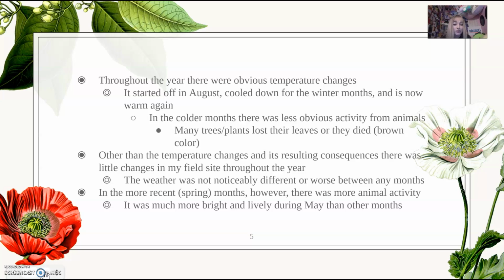Other than the temperature changes and their resulting consequences, there were little changes in the field site throughout the year. The weather was not noticeably different or worse in any of the months. It was pretty constant and stable. But in the more recent spring months, there was more animal activity, and it's a lot more bright and lively during the spring and May than in previous months throughout the year.